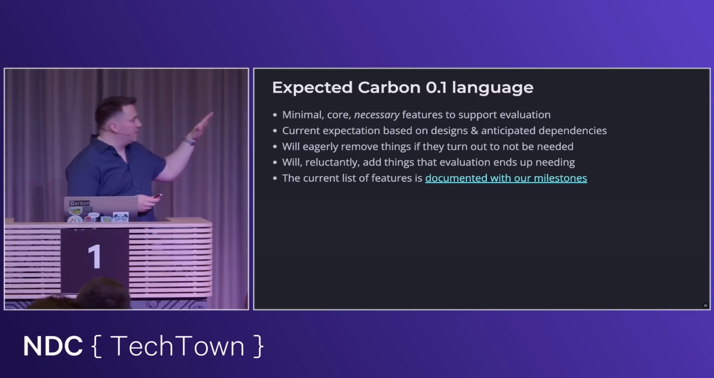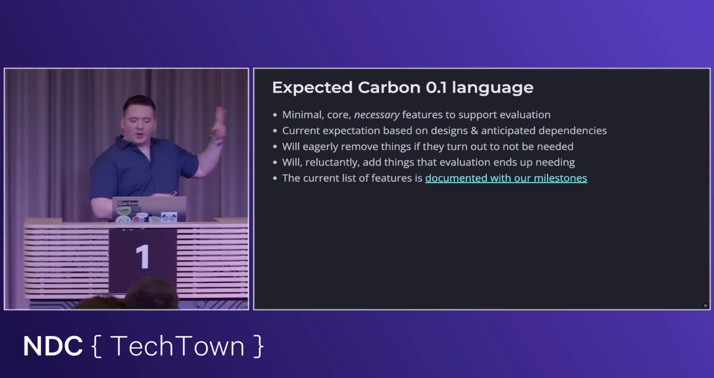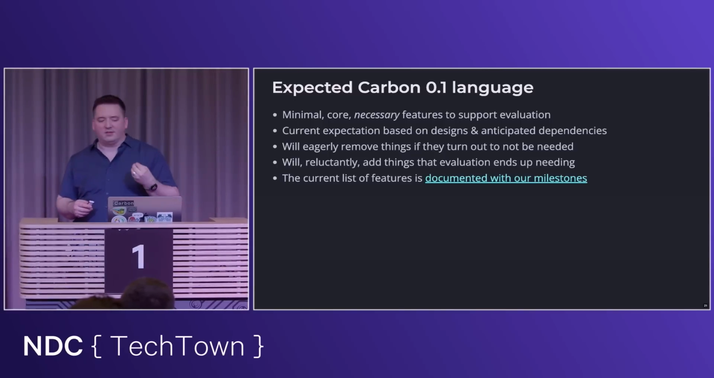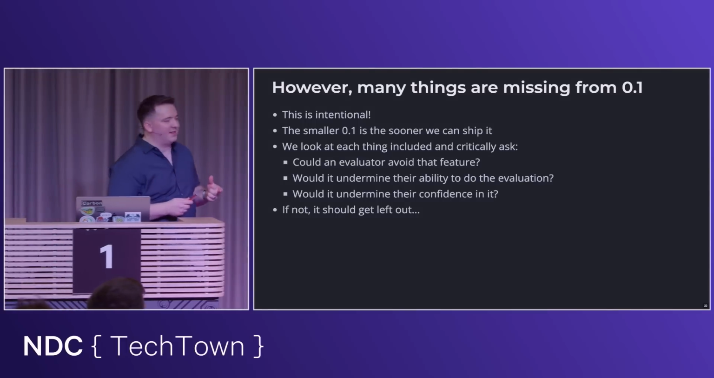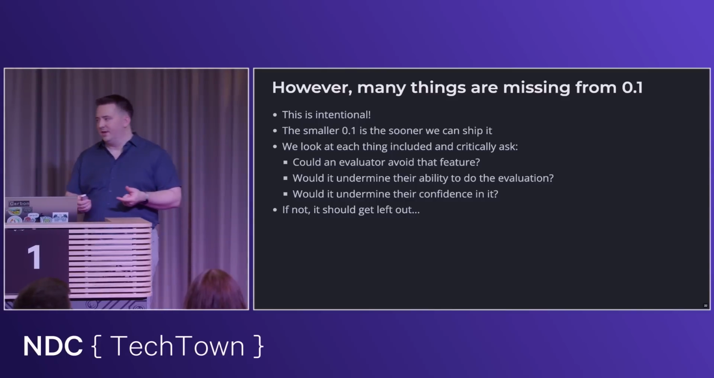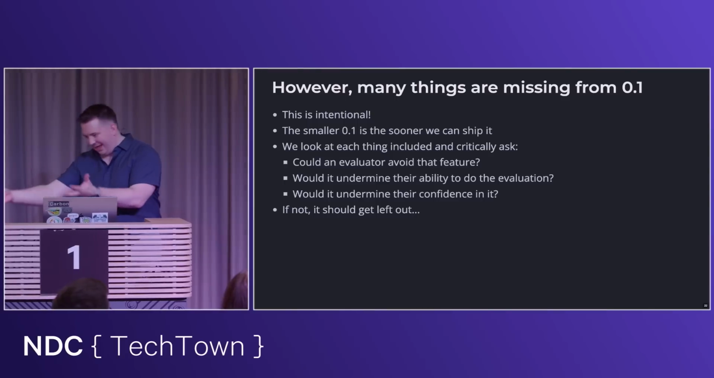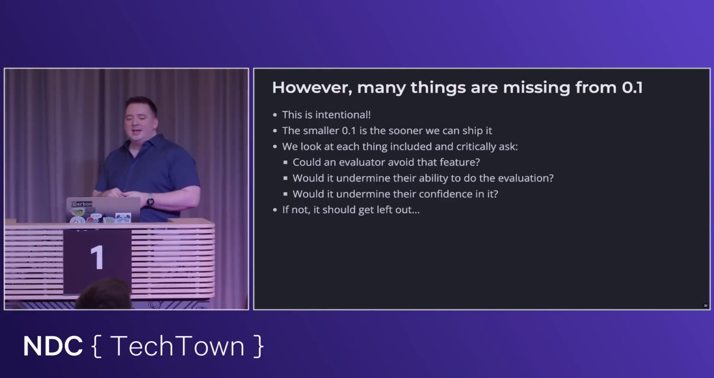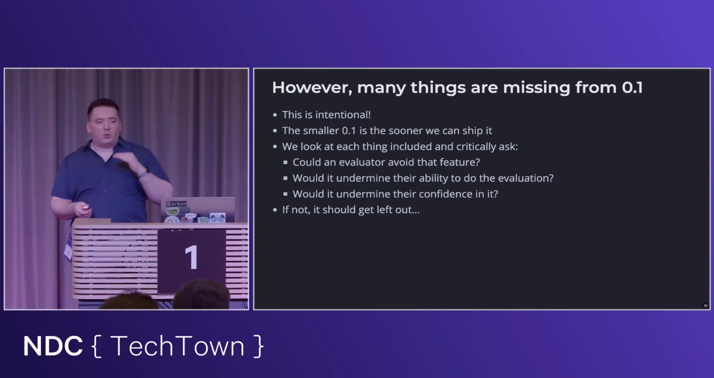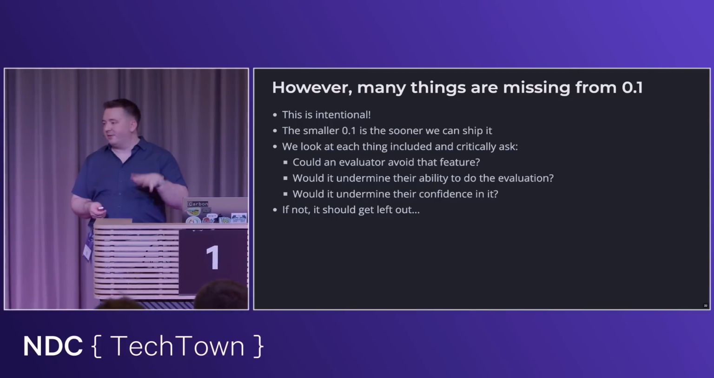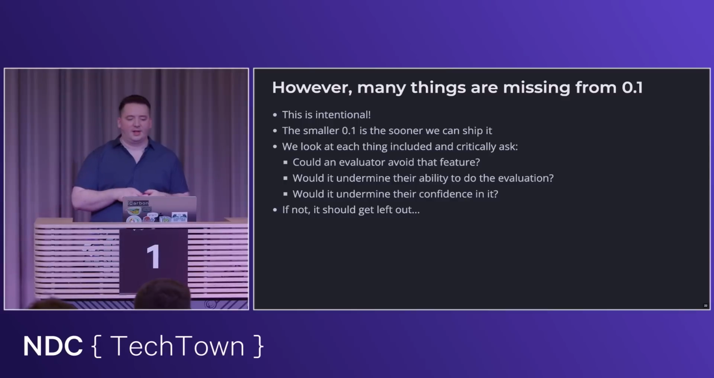We have a long list of the current expected features in our milestones documentation. I don't want to just read a list of language features to you, though, but these are the kinds of things we're thinking about for the language itself. I think the more interesting thing is that there's a lot of stuff you're going to find that's missing. And that may be a little bit frustrating at first when you look at 0.1, you're like, but you don't even have X for your favorite language feature X. And that's intentional. The smaller we can make it, the sooner we can ship it. And so at each point, we're going to look critically and see if we can rip something out. If an evaluator can make progress without that, then it doesn't belong in 0.1. That's something we can bring in later.